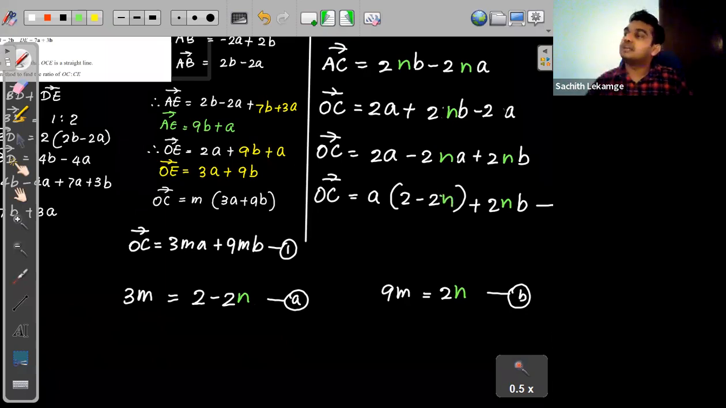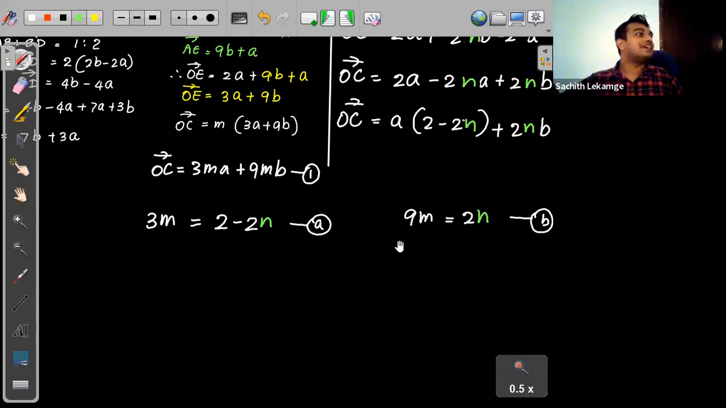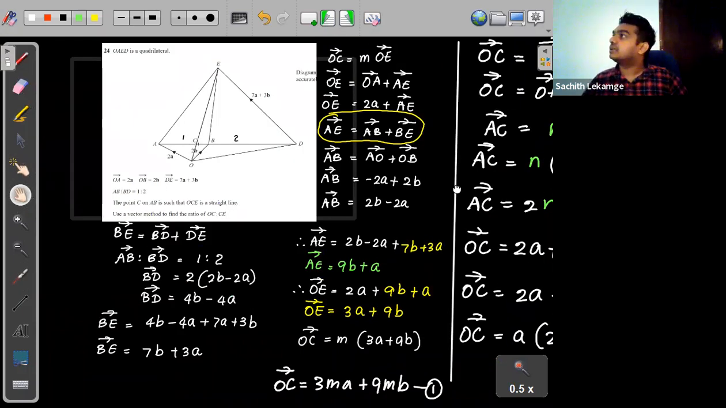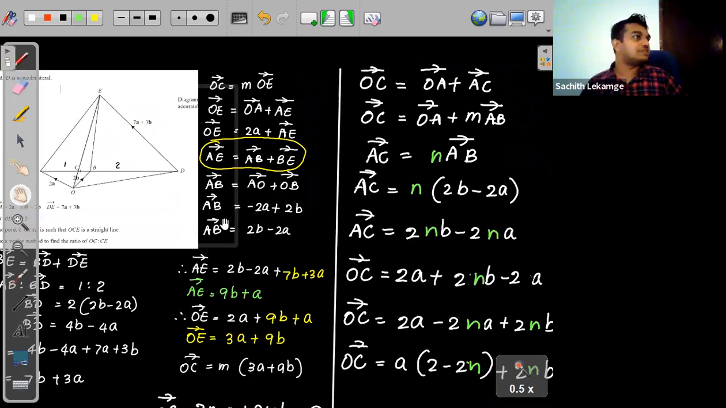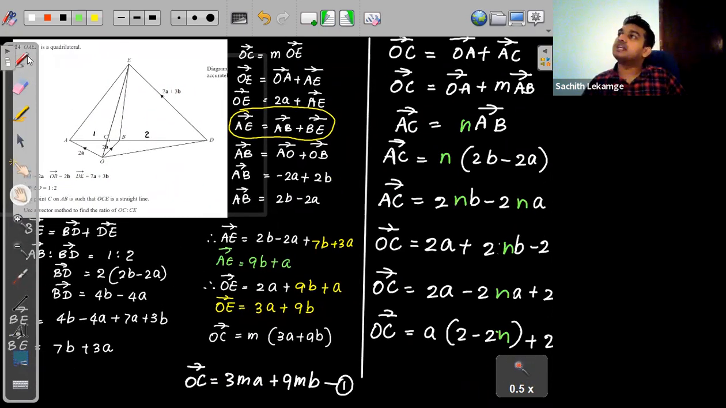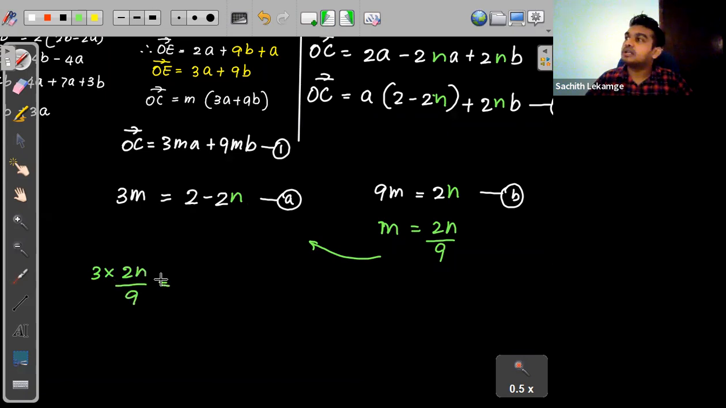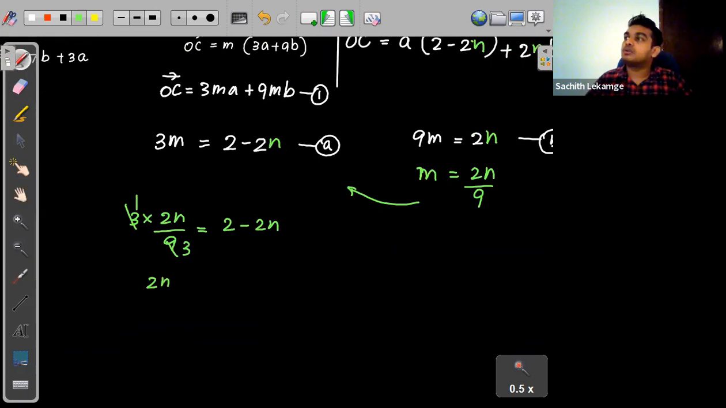Now you can write, we can't take the same letter, because we have a ratio difference. So AB length is n times AC. See, n times AB equal AC, a different ratio, it's not the same number, that's why. Right, now see, now you can get m equal 2n over 9, right? Substituting over here, I'm writing 3 into 2n over 9 equal 2 minus 2n. Then you can get 3 to 1, 9 to 3. 2n over 3 equal 2 minus 2n equals 3 times 2 minus 2n.